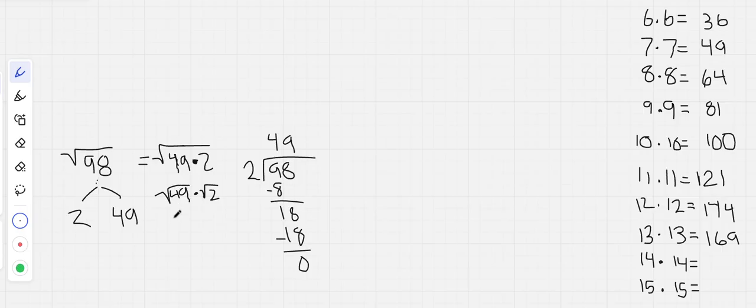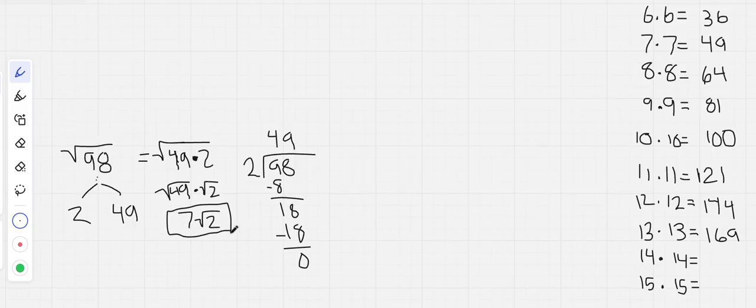The square root of 49 is, of course, 7. The square root of 2 is our final answer. 7 square root of 2.